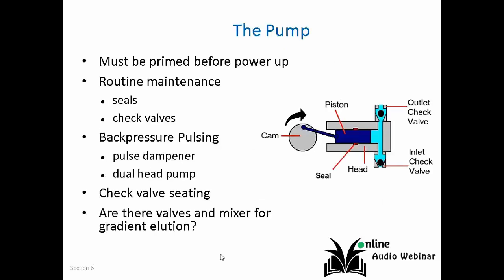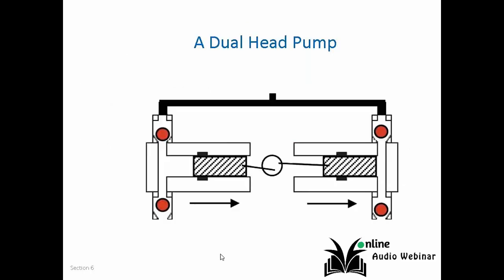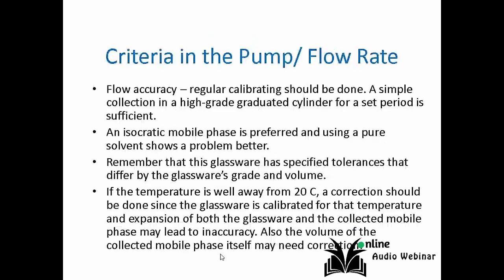Pumps. Everyone has a pump of some type. The most common ones in liquid chromatography are piston pumps. This is a dual piston one, and this is a schematic image of one. Some of the things that are overlooked in pumps: one is very fundamental, flow accuracy.